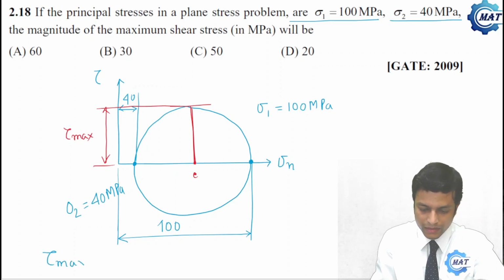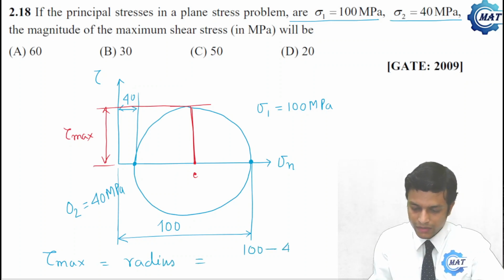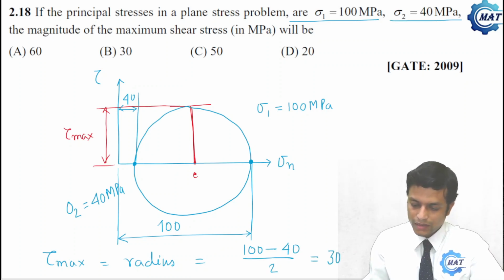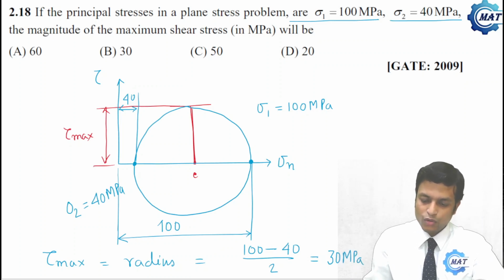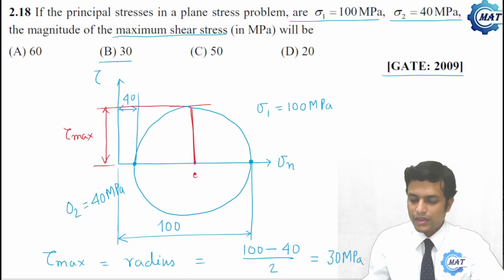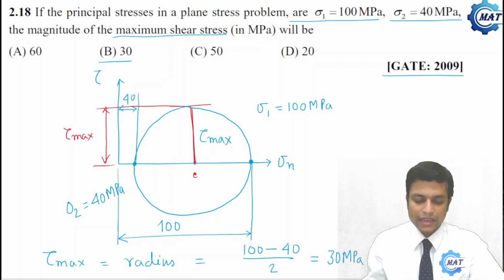Tau max is the radius. And what is the radius? That is (100 minus 40) by 2. That is 100 minus 40 is 60, by 2, that is 30 MPa. So the radius of the Mohr circle will be the maximum shear stress, and that will be 30 MPa, and this is from GATE 2009. Tau max is always the radius of the Mohr circle.